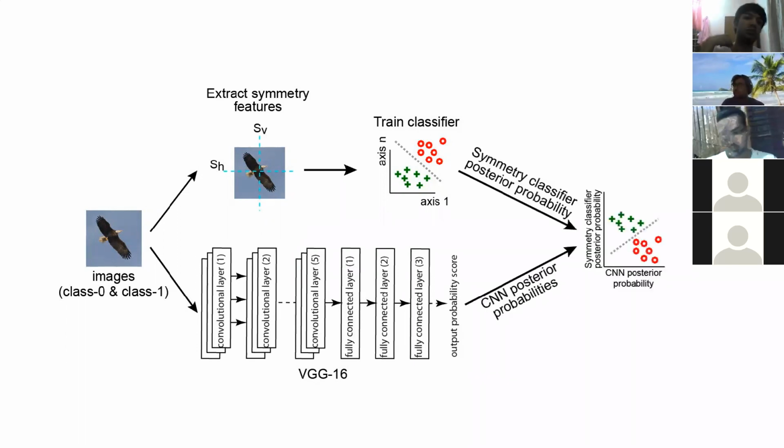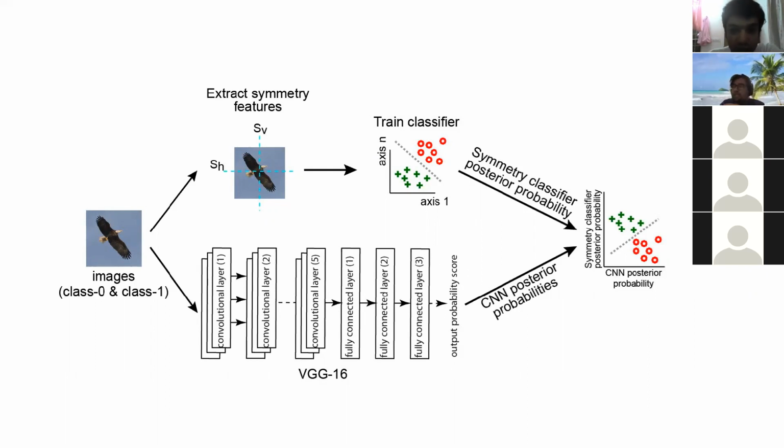In this way, you end up with 2 probability scores, posterior probabilities, one from the symmetry classifier and the other from the deep neural network, the CNN. Then you fuse these 2 probability scores together and train another classifier to distinguish between the positive and negative class. So the symmetry classifier posterior probabilities and CNN posterior probabilities act like features to this new classifier. That's right. Yes. Okay.